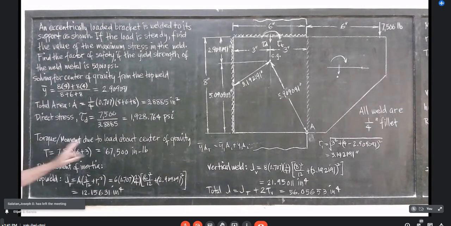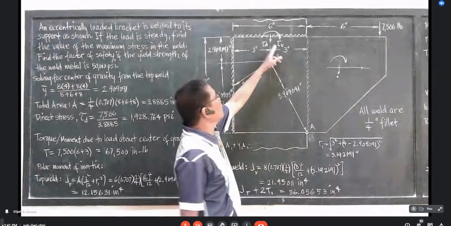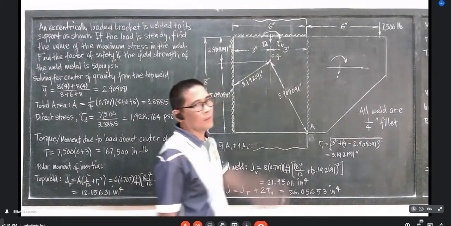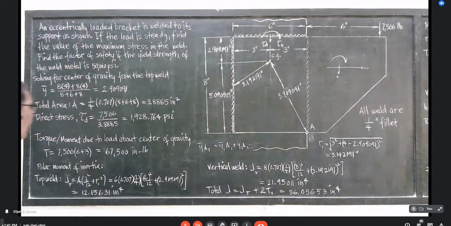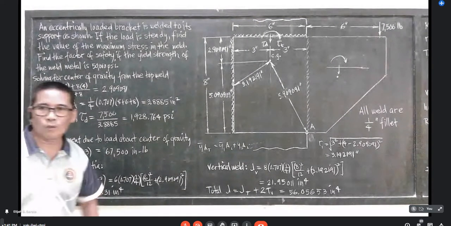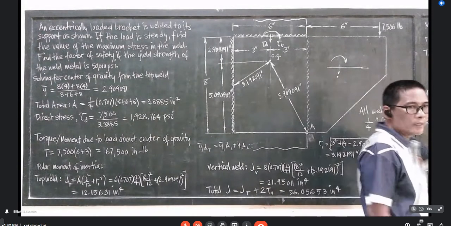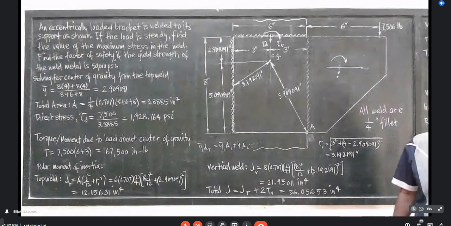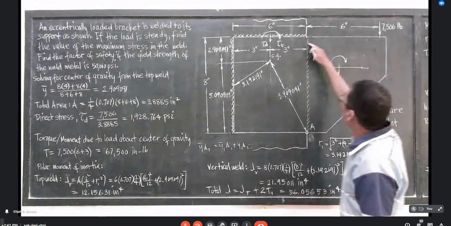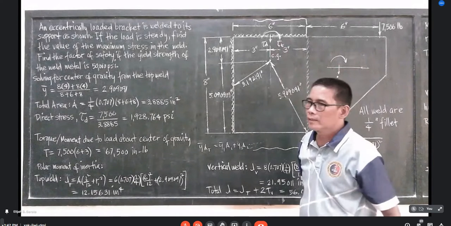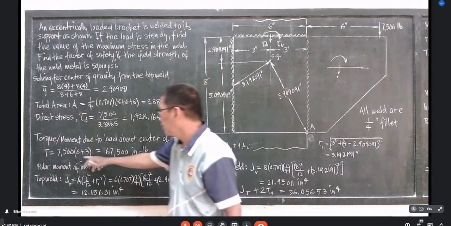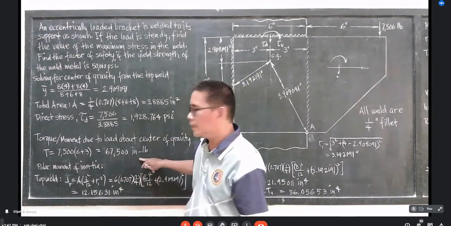Okay. Now, let's go to the twisting. Twisting stress is T R over J. We'll start first with the T, the torque or the moment. It is, of course, the 7,500 times the distance, and the distance is this one plus this, so it is 9. So our moment or our torque is this one.